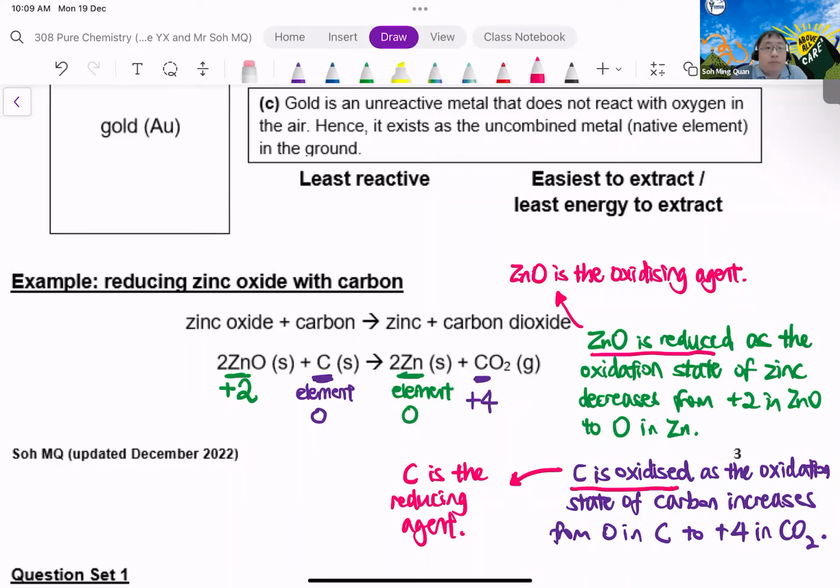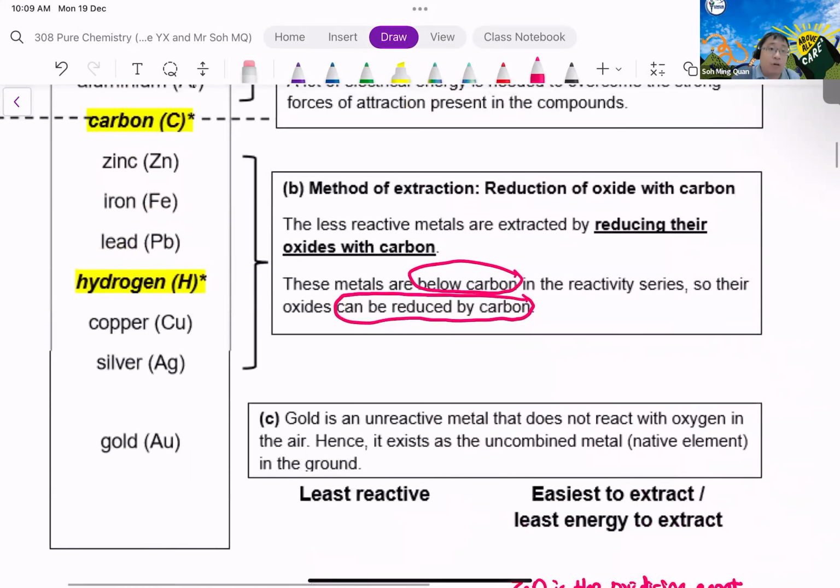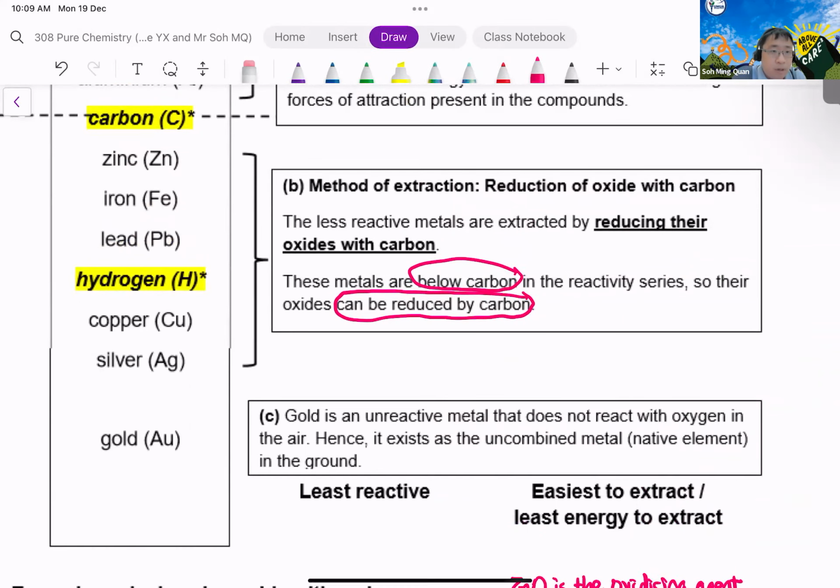Okay. So this is an example of how a metal could be extracted using reduction with carbon. Basically, you take the oxide and you heat it with carbon. That gives you the metal and carbon dioxide gas. All right. Now, this method doesn't just work for zinc. It works for all metals below carbon. So zinc, iron, lead, copper as well. Okay, they can all be reduced with carbon. So these metals below carbon will be extracted by reducing their oxides with carbon. And in all these reactions, carbon is the reducing agent.